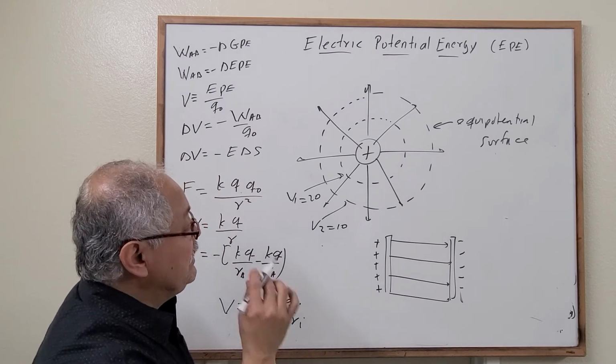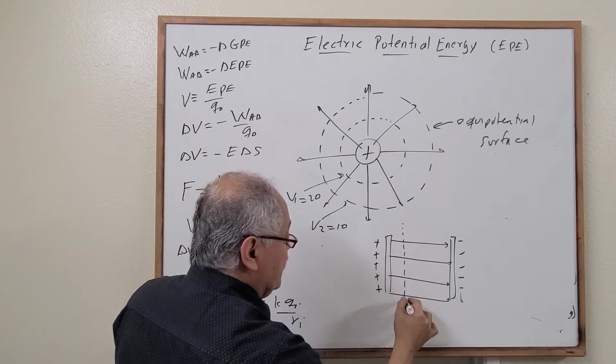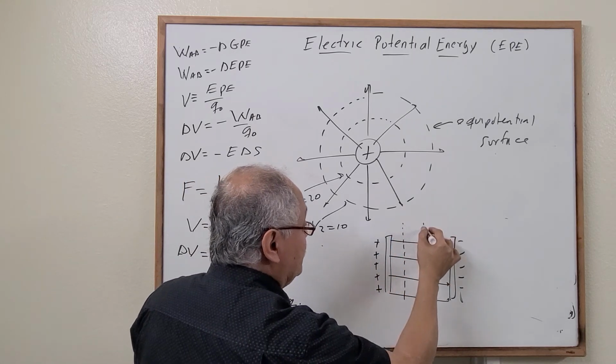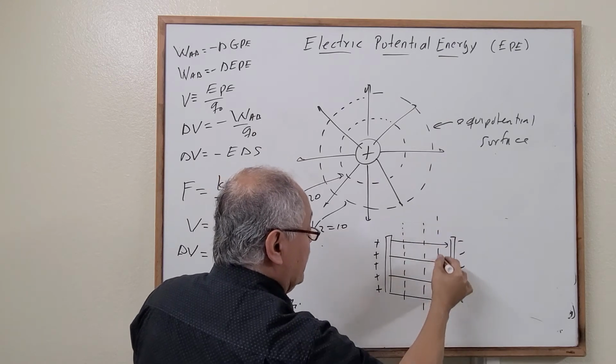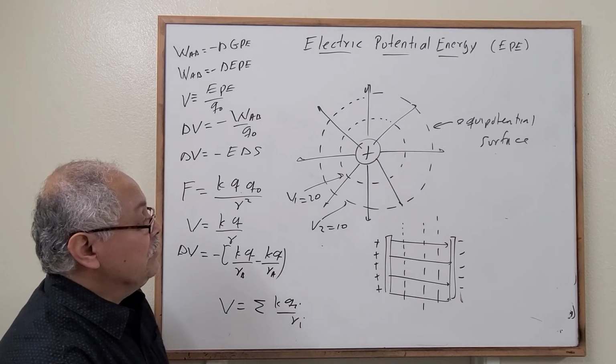Perfect. What should be the equipotential surfaces? Well, all the particles at this point are at the same potential, right? At this point, the same potential, right? The same potential right here, right? Those are the equipotential surfaces.